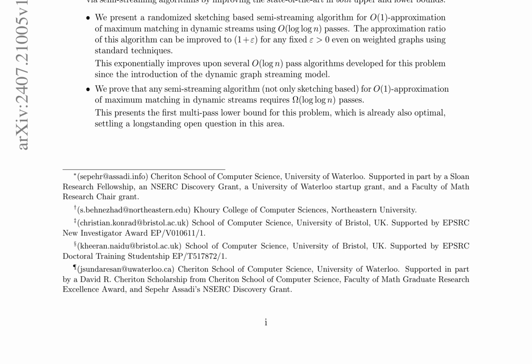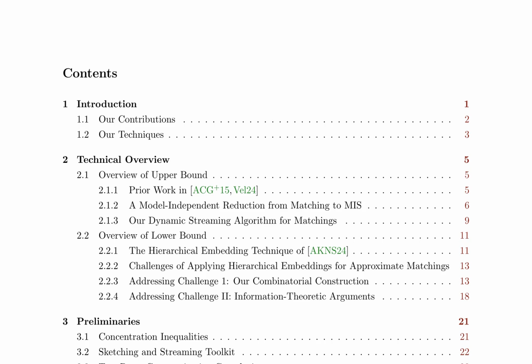The authors also prove that any semistreaming algorithm for O(1) approximation of maximum matching in dynamic streams requires log n passes. This is the first multipass lower bound for this problem, which is already optimal, settling a long-standing open question in this area. The lower bound is based on the hierarchical embedding technique of AKNS24, and uses information theoretic arguments to address challenges in applying hierarchical embeddings for approximate matchings.